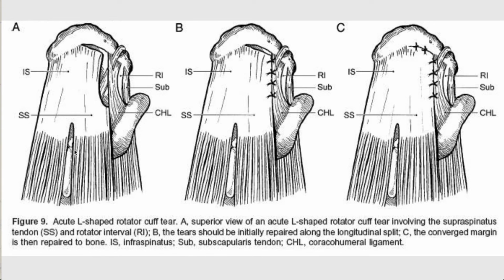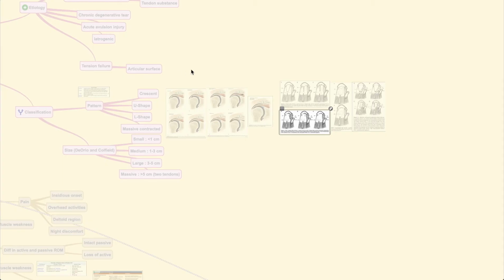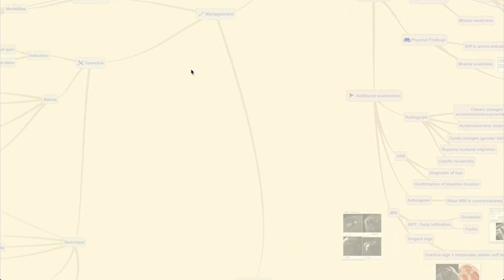In the posterior sliding technique, you release the attachment between this supraspinatus tendon and this infraspinatus tendon, so you release it right here, and then you could pull the whole tendon laterally to reattach it to its footprint, and that is called the posterior sliding technique.